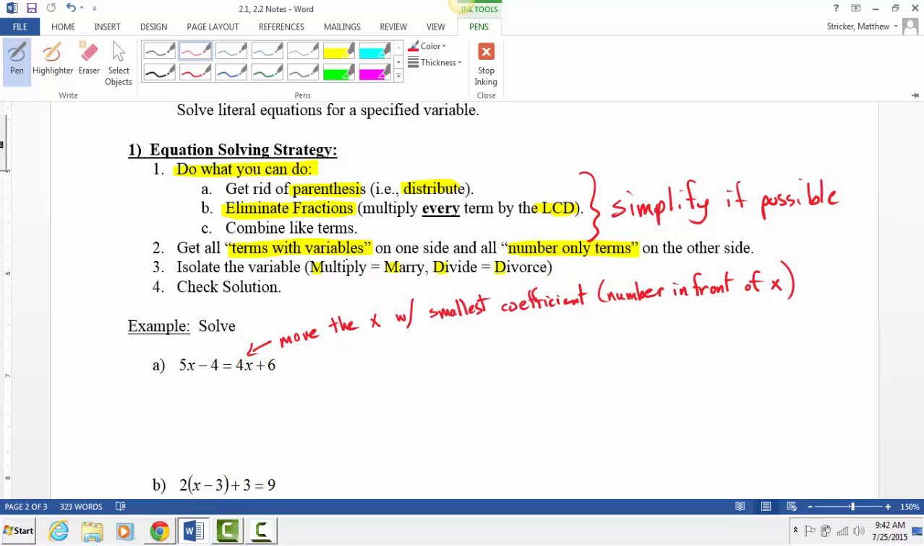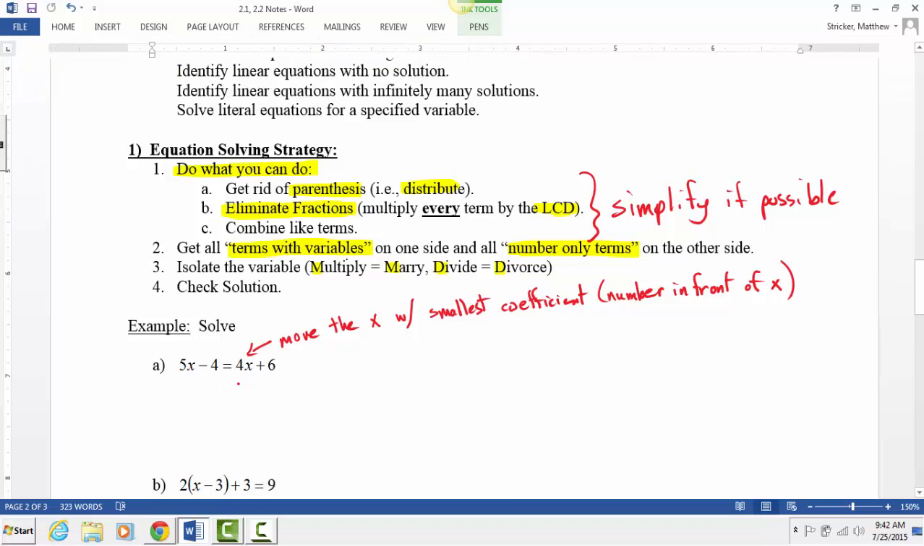So that means I want to move the 4x because obviously 4 is smaller than 5. So how would I do that? I would subtract 4x because this is a positive 4x. The sign wasn't written in front of the 4, which means we just assume it's positive. The opposite of positive 4x is negative 4x. If I subtract 4x on that side, I also need to subtract it on this side.